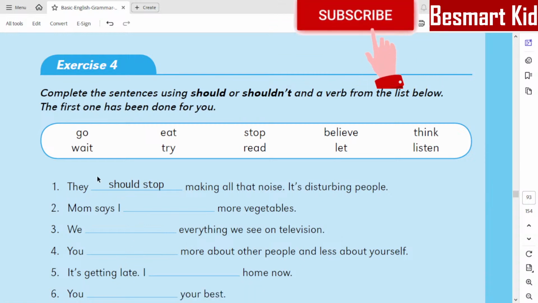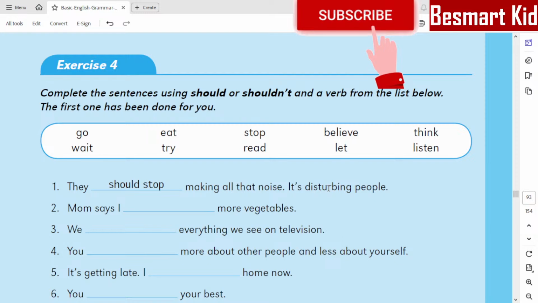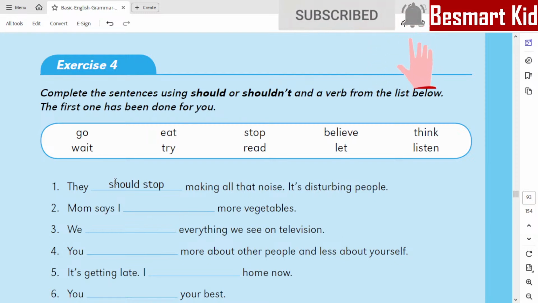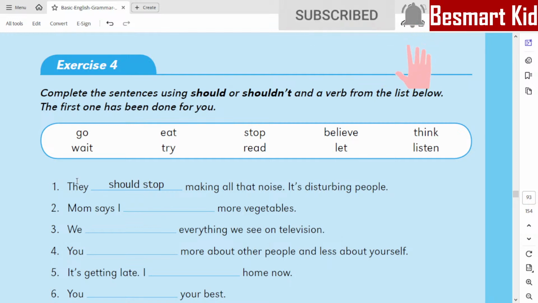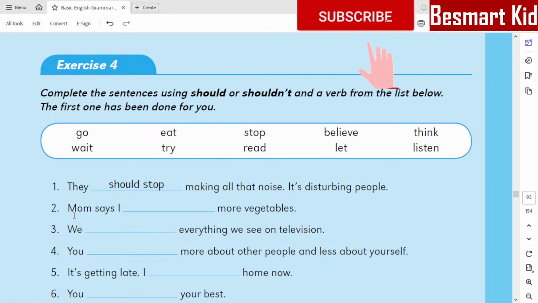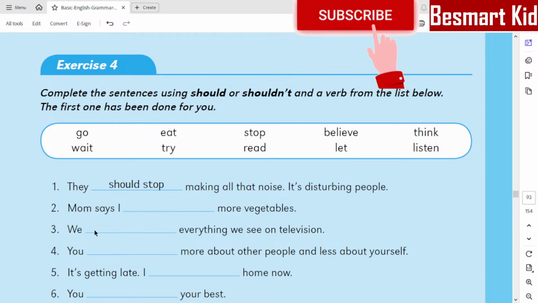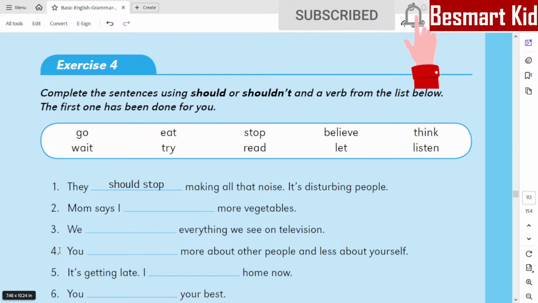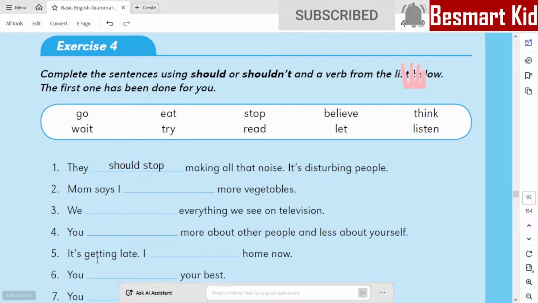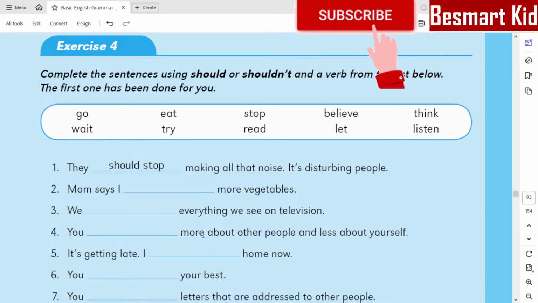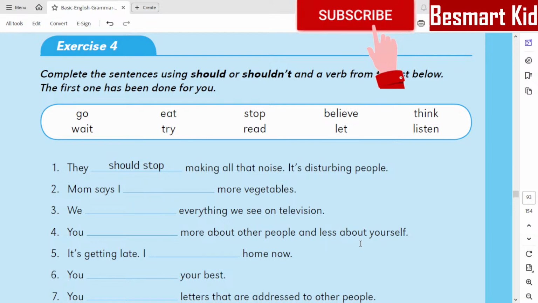First, they dash making all that noise. It's disturbing people. The answer is should stop. Then, second, Mom says I dash more vegetables. Third, we dash everything we see on the television. Fourth, you dash more but about other people and less about yourself.